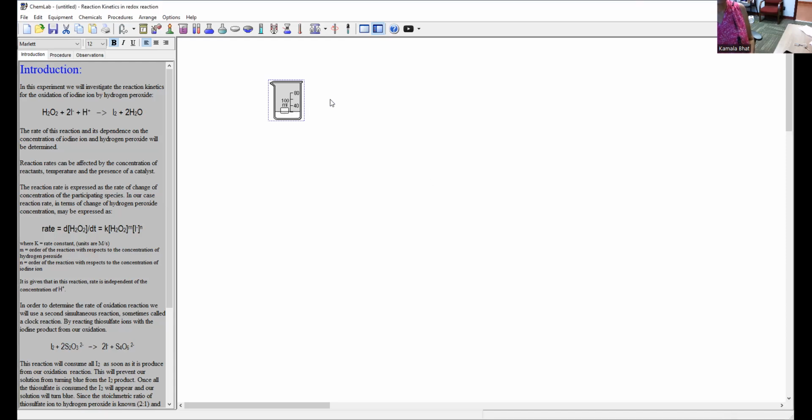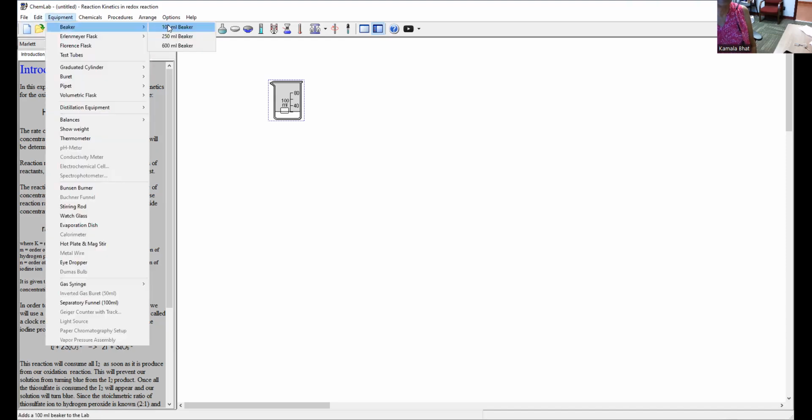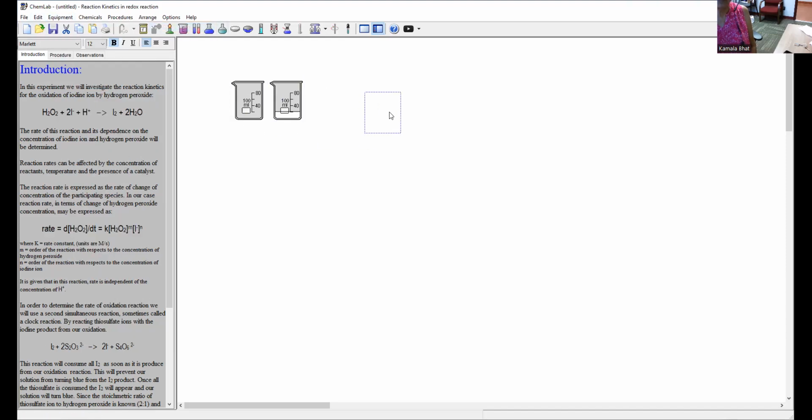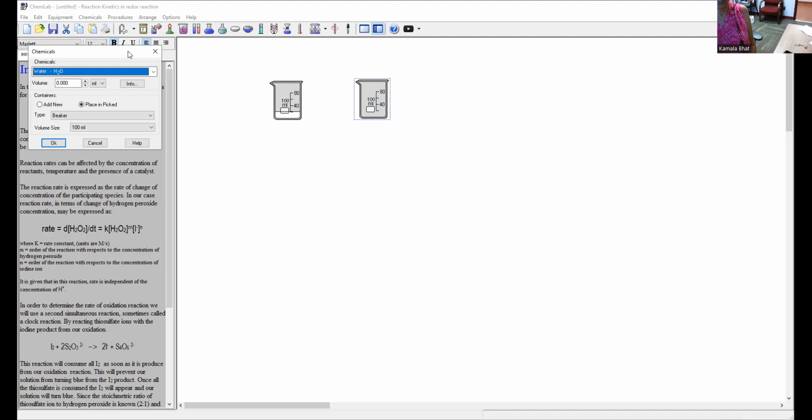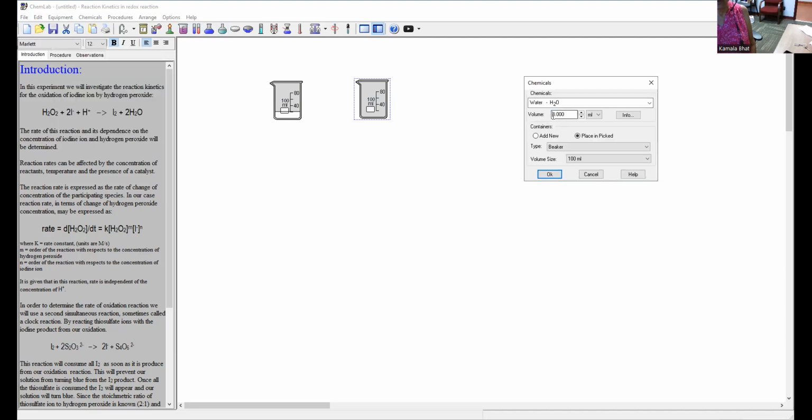You will see that it slowly dissolves. While it is dissolving, I'll go and get another 100 ml beaker. Now keep it to the right. I'm going to right click for chemicals. I'm going to add 15 grams.